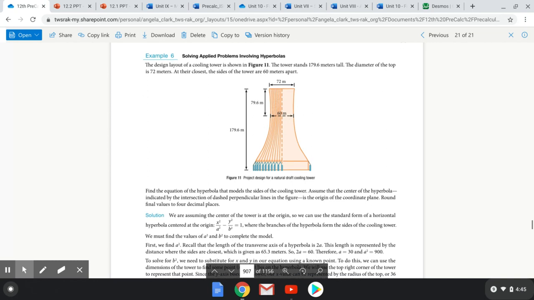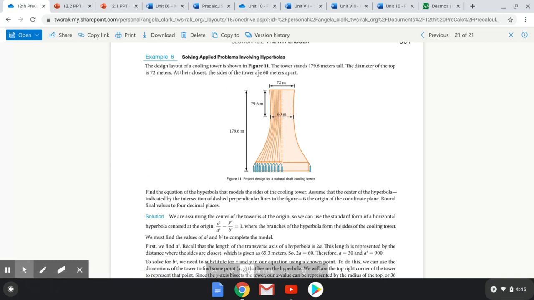It says the design layout for a cooling tower is shown in figure 11. The tower stands 179.6 meters tall, so that's this whole distance here. The diameter of the top is 72 meters, so at the very top it's 72 meters. And then the skinniest part, it says at their closest, so that's the skinniest part here. The tower is 60 meters apart.